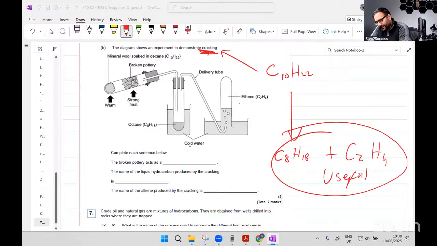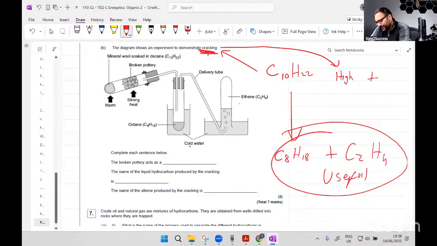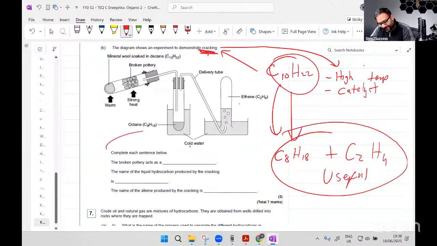Now, there's really only two things to try and remember about the process of cracking. You want to remember that we need high temperatures and a catalyst. With those two things, you can turn a longer hydrocarbon into a shorter one, which is basically what this is getting at. In this question, this pottery acts as a catalyst.